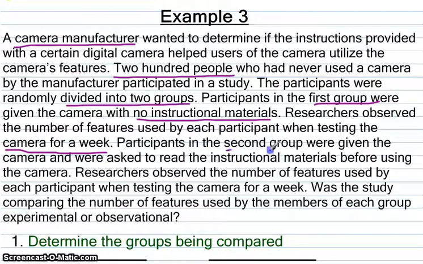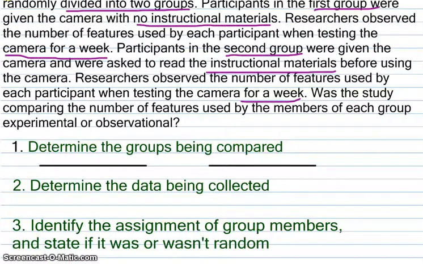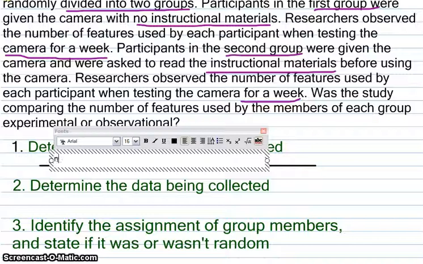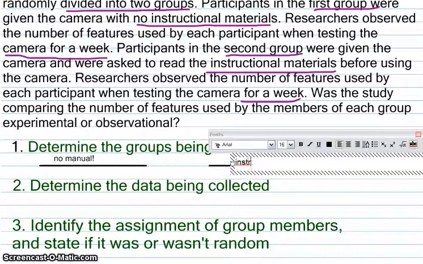Now the second group, they were given the camera, they were given the instruction manual to read before using the camera, and then they also had it for a week. So let's go through and determine the groups being compared. So the first group, these ones had no manual. I feel sorry for them. No manual to help them. Second group, they got an instruction manual. Kind of makes me jealous if I was in the other group.